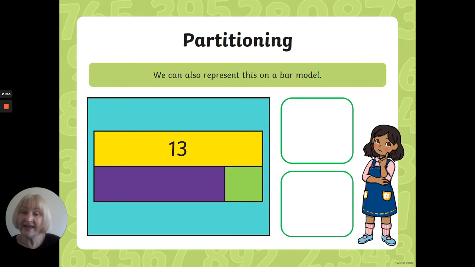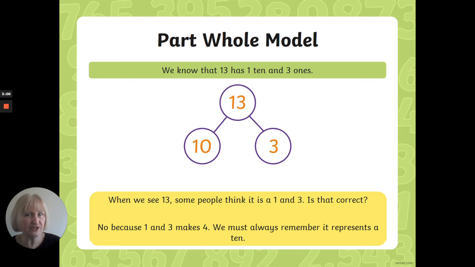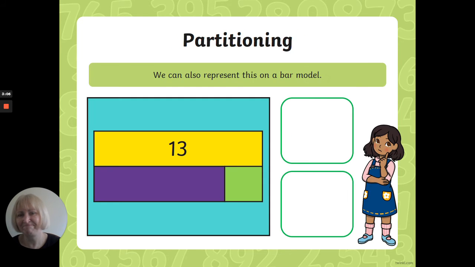Okay, here's a bar model and it's the same number. So have a little think what the cherry diagram just looked like. 13 was the whole number and it was split into 10 and 3. So underneath that 13 in those 2 bars, there'll be a 10 and a 3.